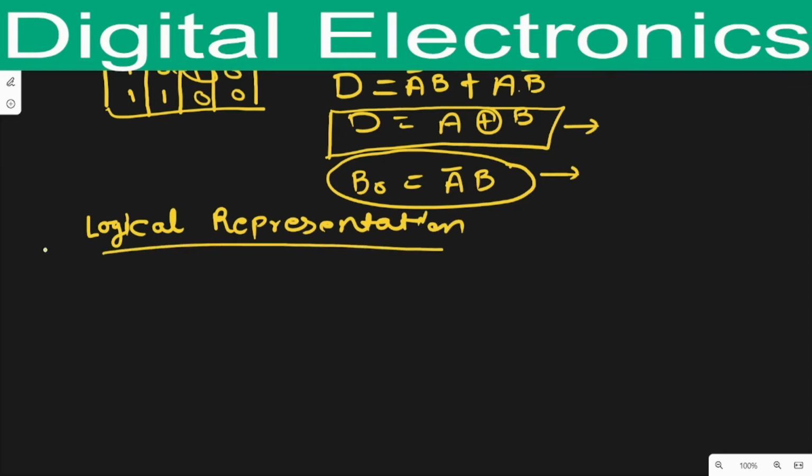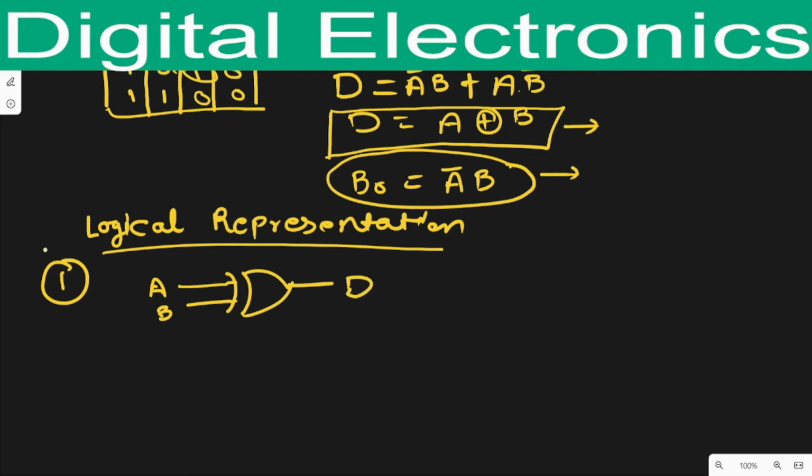What is logical representation? Anything that is represented by using logic gates is known as logical representation. First, I will choose the direct equation. The equation for difference is A XOR B. So I am taking one XOR gate. This one is the XOR gate. Here one input is A and another input is B. That's why we will get output as D.